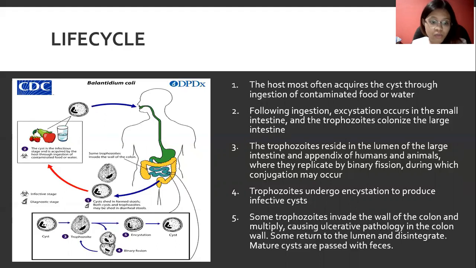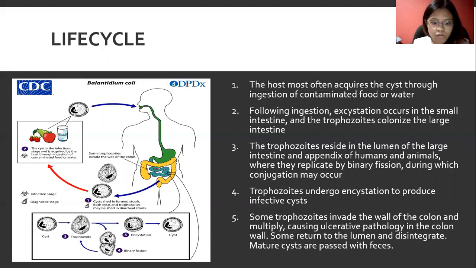Yan. So, the trophozoites reside in the lumen of the large intestine and appendix of human and animals where they replicate by binary fission during which conjugation may occur. So, kung titignan niyo po, andito na tayo. Yan. So, nagkaroon po ng binary fission. After that, magkakaroon na po ng encystation to produce infective cyst.